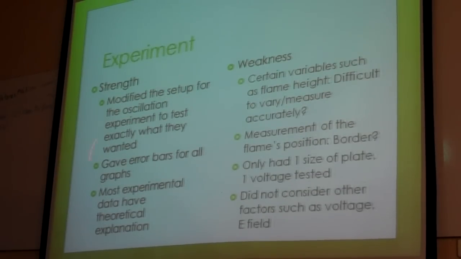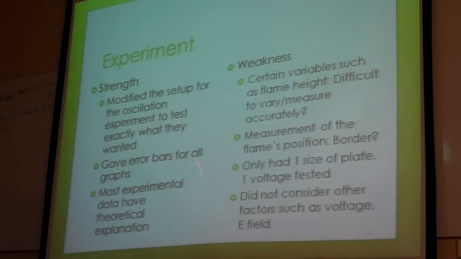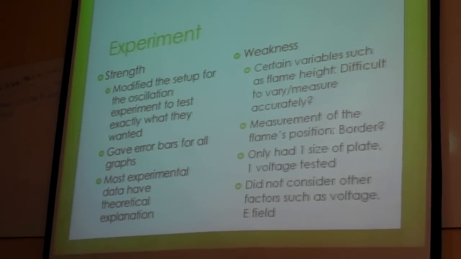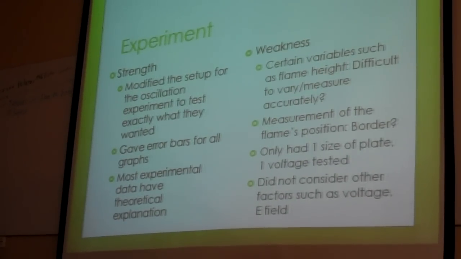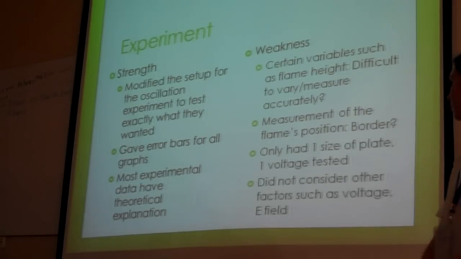As for the experiment, the strength is that the setup was modified to test for exactly what they wanted to see. And all graphs had error bars, which is obviously always a plus point. And most of the experimental data actually have a theoretical explanation. The weakness is that certain variables seem to be really hard to measure accurately, and this was not addressed. And the flame's position, we're not sure if the measurement of the flame position is actually good, and only one size of plate was tested, and there are some other factors that were not considered.